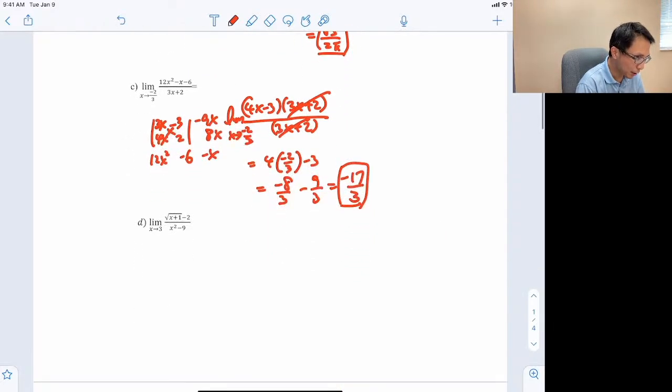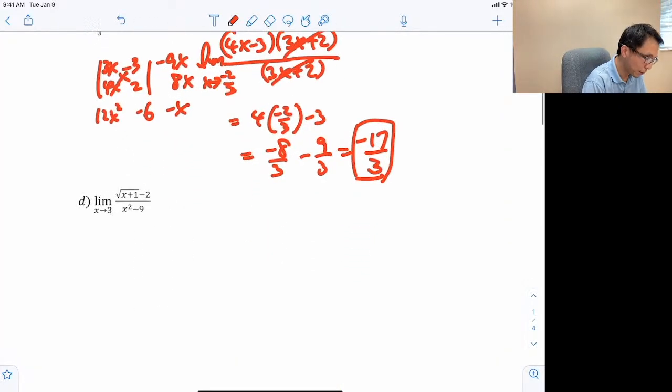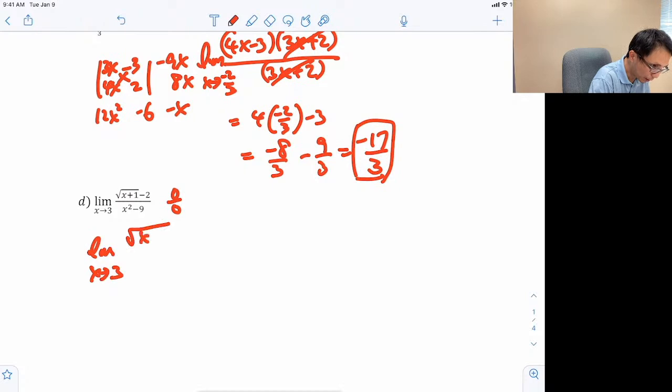Now, the next one, a lot of people were just being impatient. This one, if you plug in 3, it's going to give you 0 over 0. So we know the answer is going to be some type of number. So then I'm just going to say limit as x approaches 3, and I'm going to do something called the conjugate. A lot of people did the conjugate correctly. They just didn't know how to finish it.